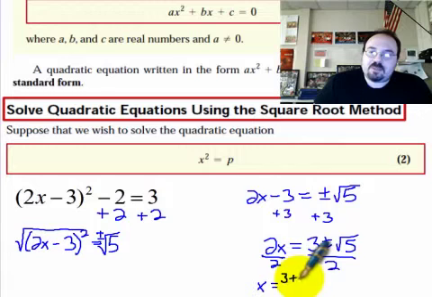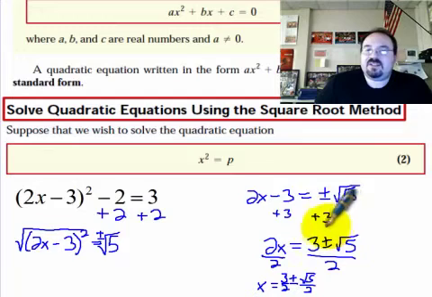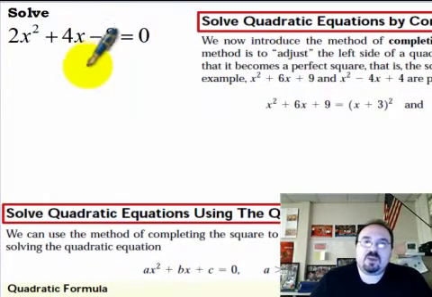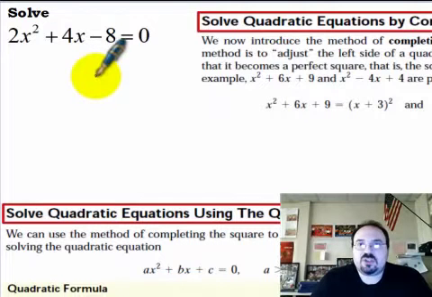If you want to separate it into two different things here, you can do that. If you want to make it two different fractions, you'd get 3/2 plus or minus root 5 over 2. Or you can leave it like that. It's okay either way. Another example that I want to do is I want to solve by completing the square.